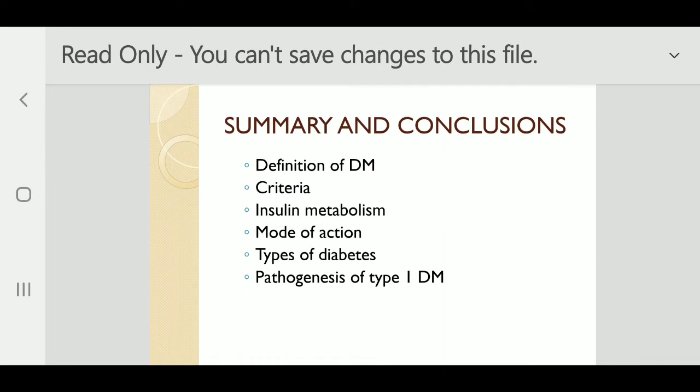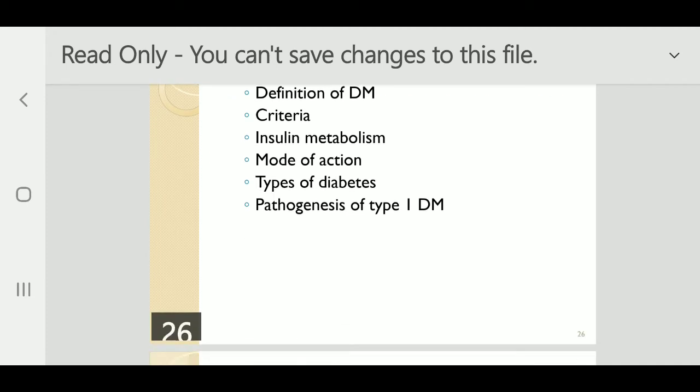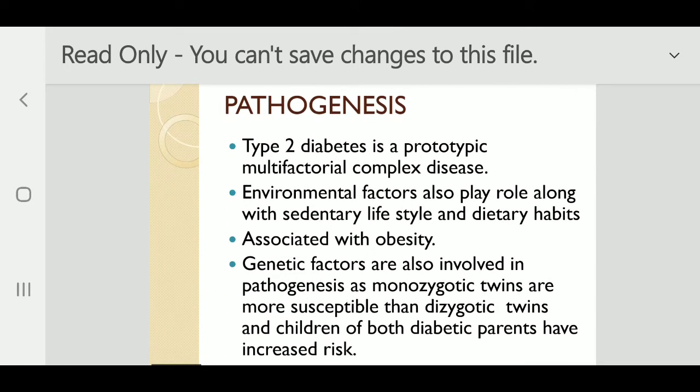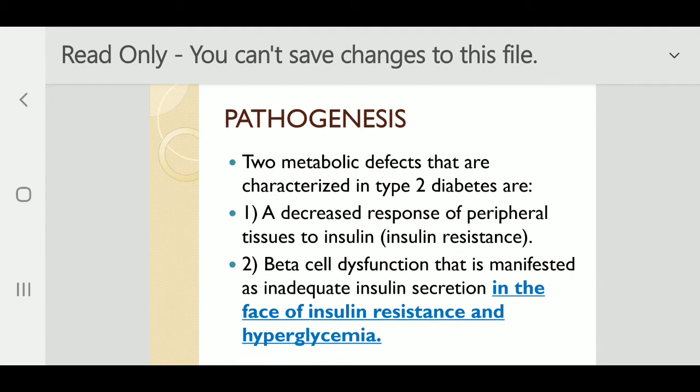Now, in type 1, we have talked about the definition, the criteria, the insulin metabolism, and the pathogenesis. Now, coming on to type 2. Type 2 is a prototypic multifactorial disease. Genetic factors may be involved, but there are 2 basic metabolic defects in type 2. Number 1, most important, a decreased response of peripheral tissues to insulin, that is insulin resistance. That is, there is insulin, but the receptors and the cells are not responding.